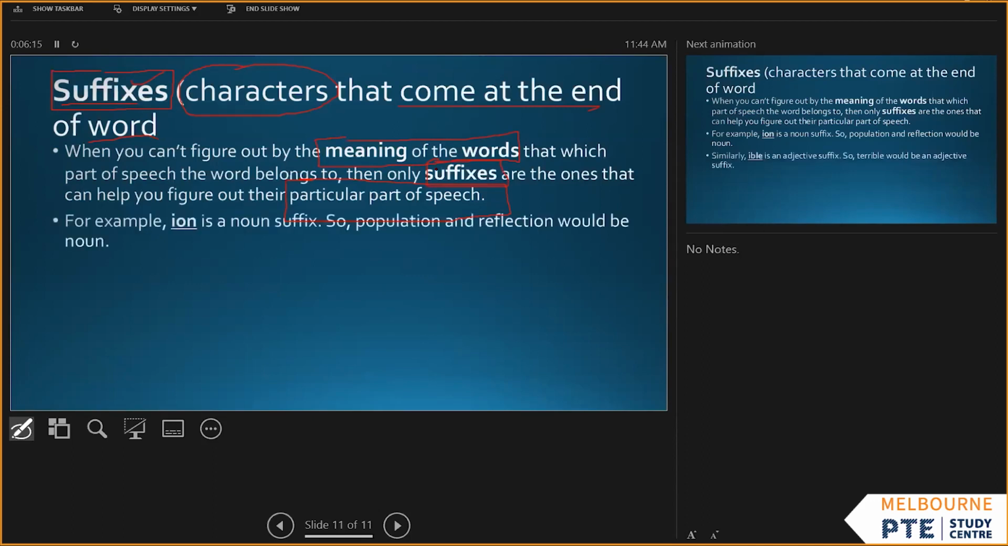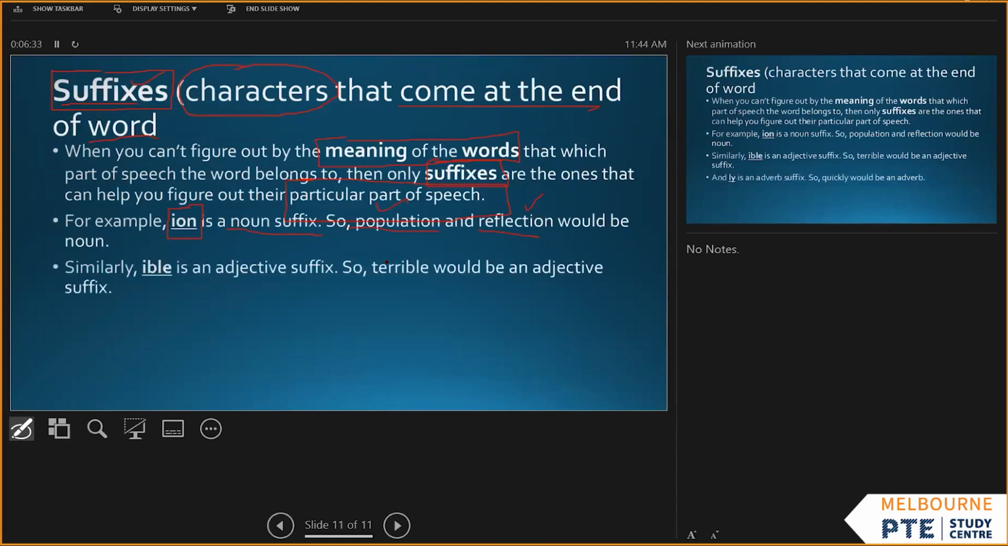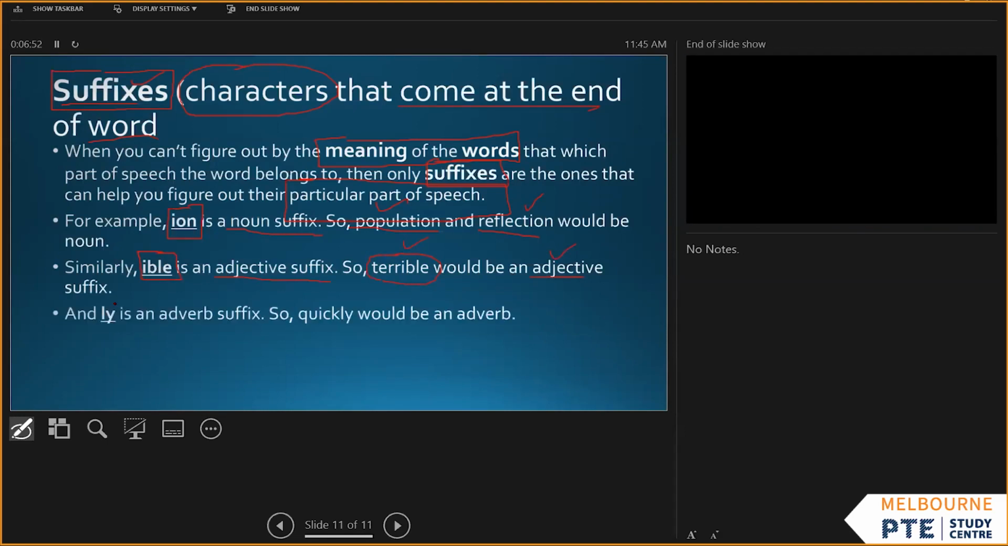Okay. For example, if you have a look over here, ion is a noun suffix. So any word that has ion at the end, population, reflection, domestication, would be a noun. Similarly, ible is an adjective suffix. So words like terrible, horrible would be your respective adjectives. Now, ly is a very common adverbial suffix. So words like quickly, swiftly, you will term them as your adverbs.